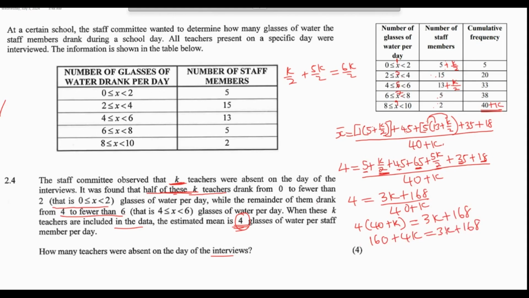4K minus 3K, that is 1K. 168 minus 160, that is 8. So K is equal to 8. That's how you find the answer.